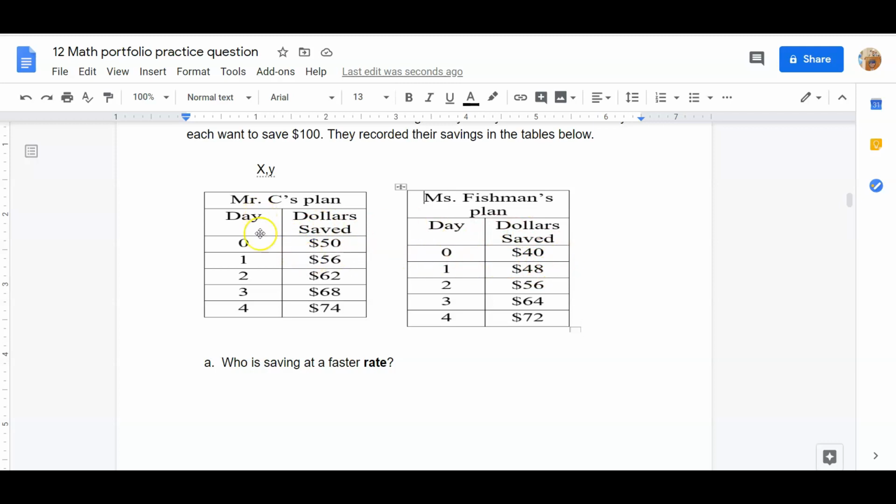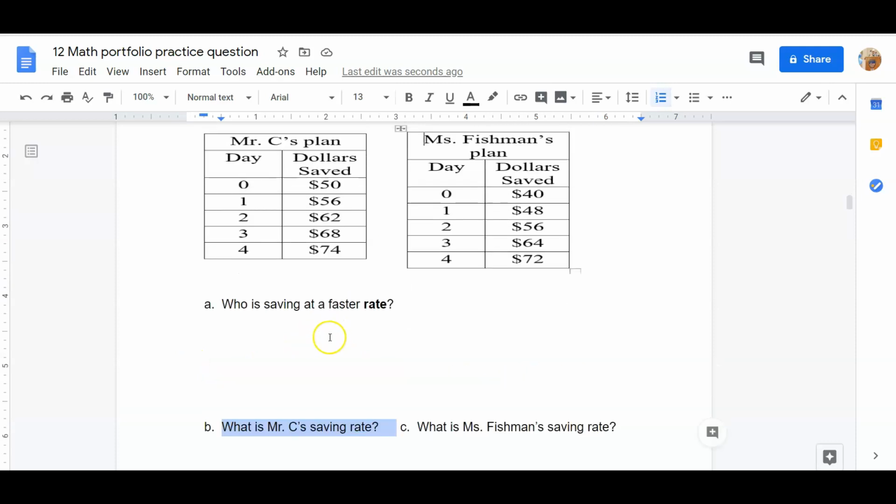Now, if we look at Mr. C's plan, so we're going to answer B first, we're going to see what his saving rate is. So from day 0 to day 1, we went from $50 to $56. So that's an increase of $6 for one day. So if we increase the day again by 1 and we're on day 2, Mr. C saved $62 now. So from 56 to 62, if we add, we have 57, 58, 59, 60, 61, and 62. So that was 6. We added 6. Add another day, and we add another 6.